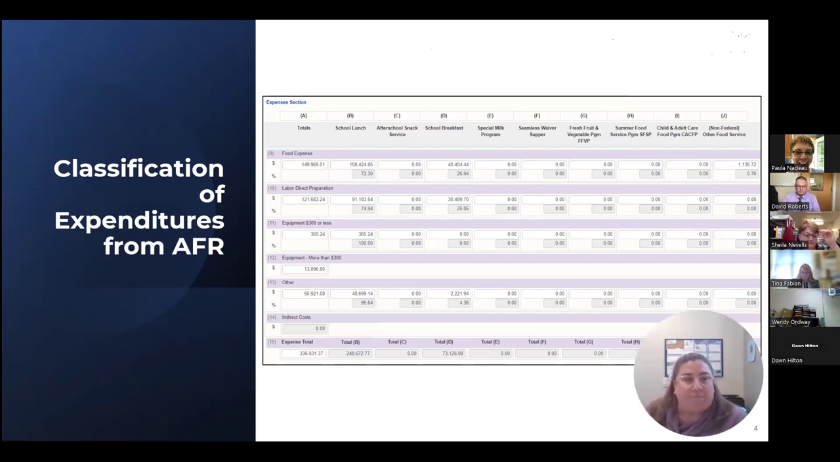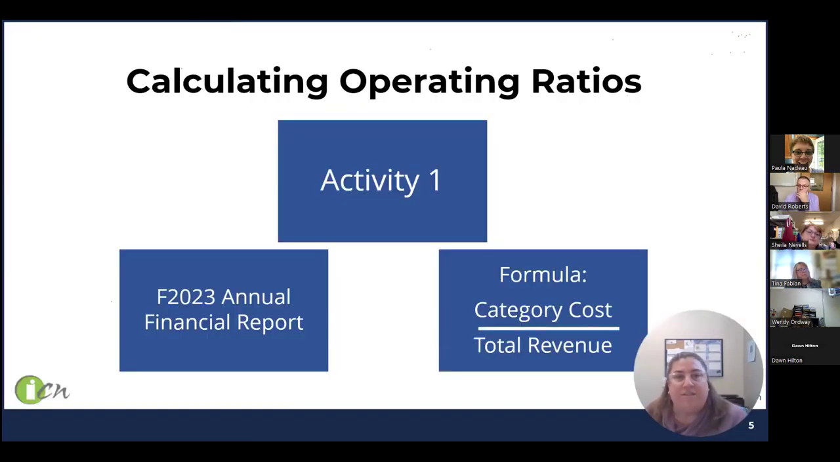So our first activity is calculating operating ratios. In activity one, you do need your annual financial report, and the calculation is going to be the category costs divided by your total revenue.